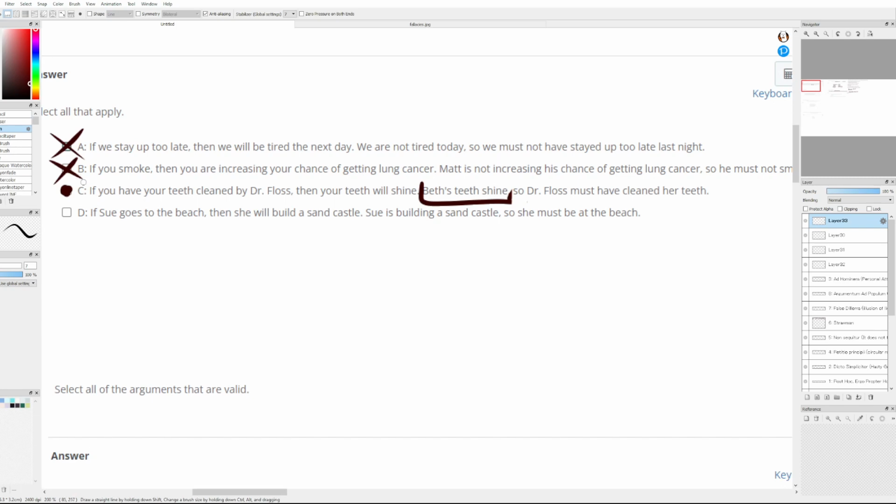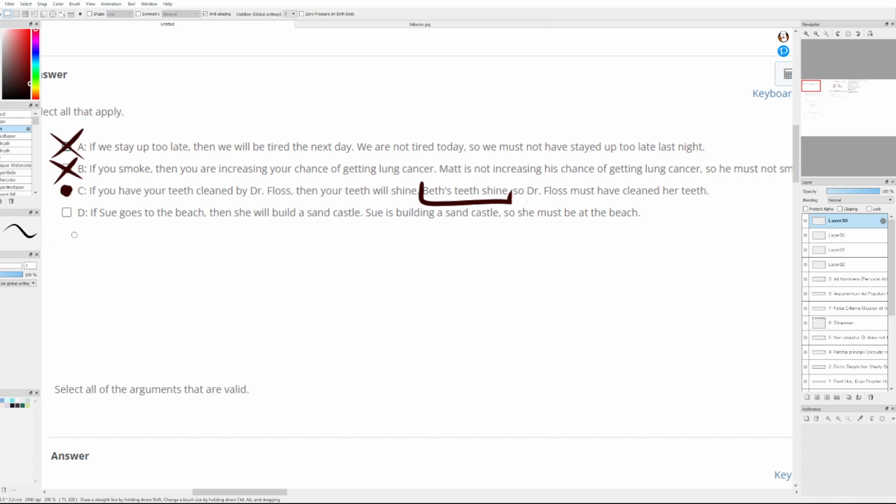So coming back to B, for the example, it could be something like, if you smoke, then you are increasing your chance of getting lung cancer. Matt is increasing his chance of getting lung cancer, so he must smoke. That would make it invalid because Matt could be increasing his chance of getting lung cancer in a different way.